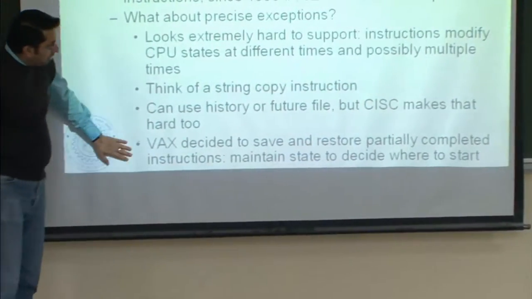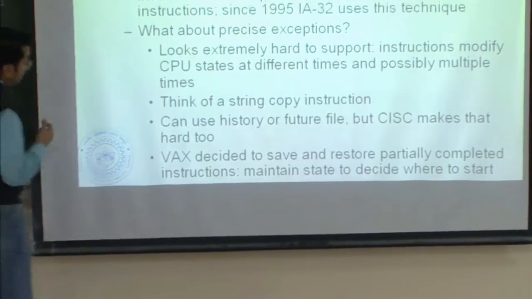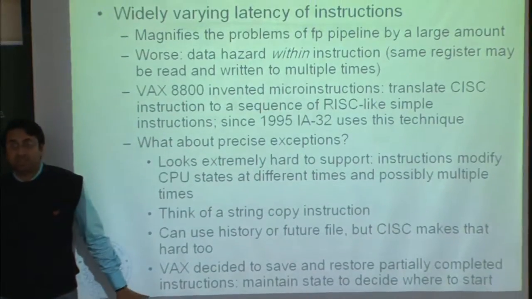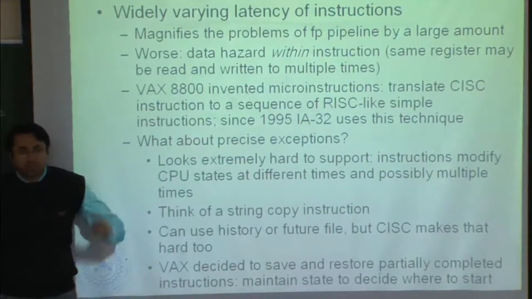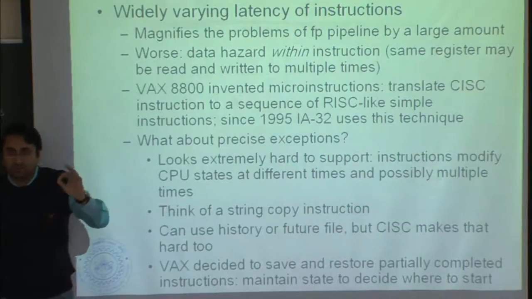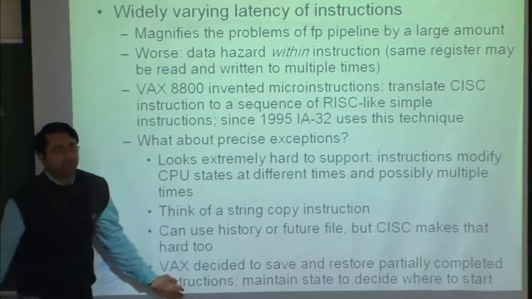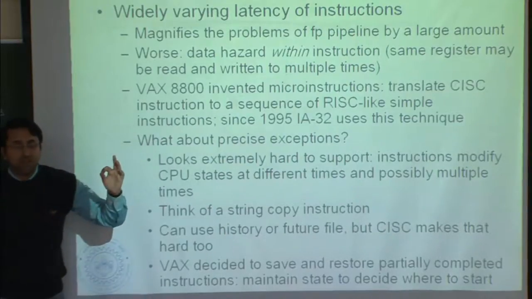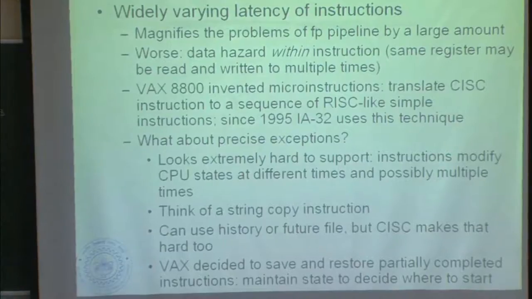So VAX decided to save and restore partially completed instructions. Essentially you maintain state to decide where to start. Maybe you have copied part of a string and then you take an exception. You just remember that you have done this much work in this instruction, and you resume the execution in the middle of that instruction. So now you are changing the precise exception definition a little bit. You don't really resume at the beginning of an instruction; you can actually resume in the middle of an instruction also, because exceptions now can happen in the middle of instructions.